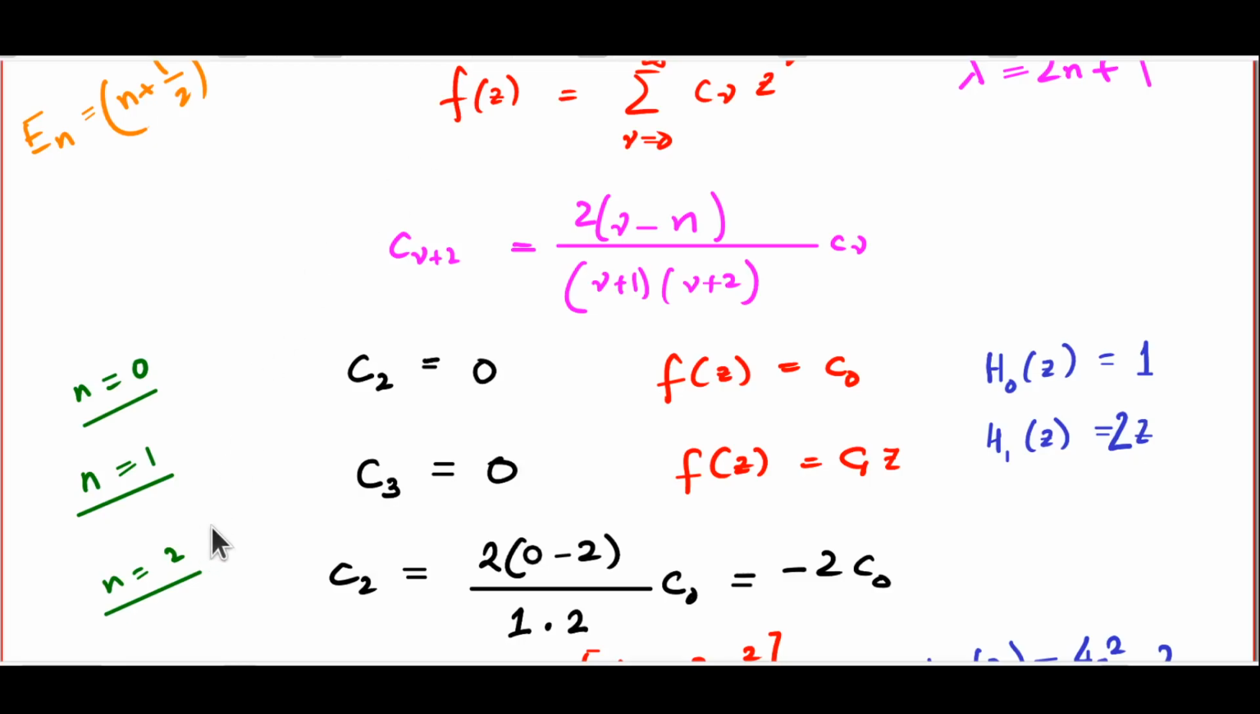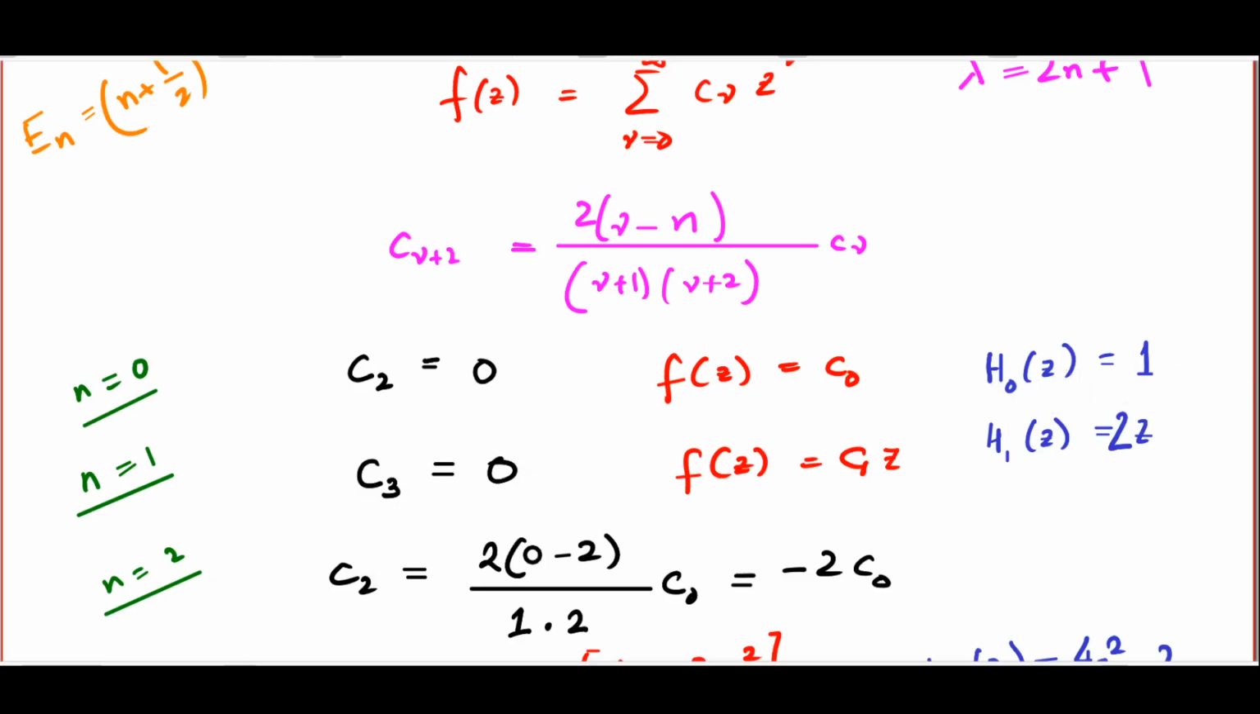Well, for n equals 2, you have to work a bit harder, because for n equals 2, C2 will turn out to be 2 into 0 minus 2 by 0 plus 1 into 0 plus 2 times C0. That is, I'm just using this formula for nu equal to 0 here. So C2 comes out to be minus 2 C0. C4 is easy to see, will vanish. Of course, that's what n equal to 2 really means. C2 is the last term you get. And once again, C1 has to be put equal to 0 to get a finite solution.